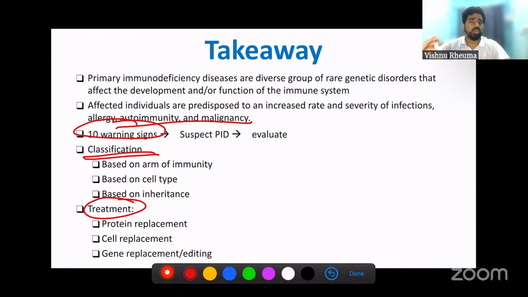So this is, again, as I told you, do not try to go in depth. Harrison itself gives it slightly more in depth. I would suggest just go through this chapter and the chapter that is given in our NEET assessment.